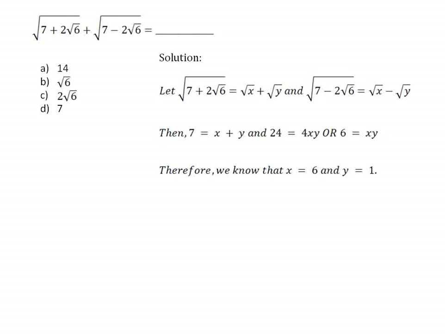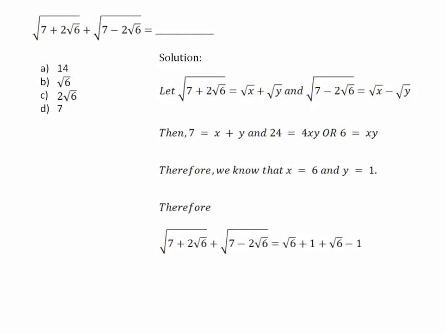Therefore, we know that x is equal to 6 and y is equal to 1, because only then x plus y will be equal to 7 and x into y will be equal to 6. Therefore, root of 7 plus 2 root 6 plus root of 7 minus 2 root 6 will be equal to root 6 plus 1 plus root 6 minus 1. So the plus 1 and minus 1 gets cancelled and we get the answer as 2 root 6. So the correct option is option C.